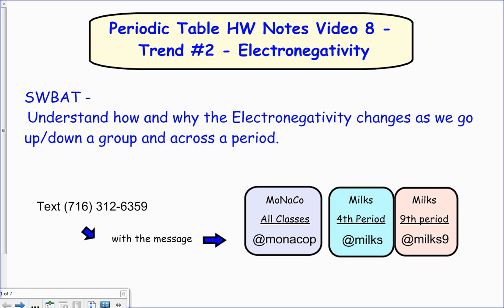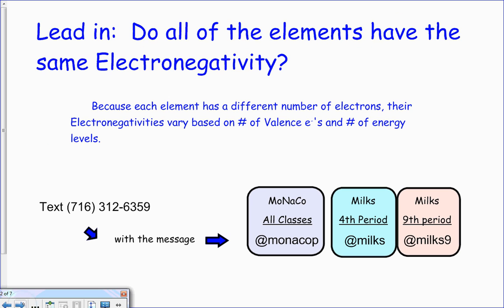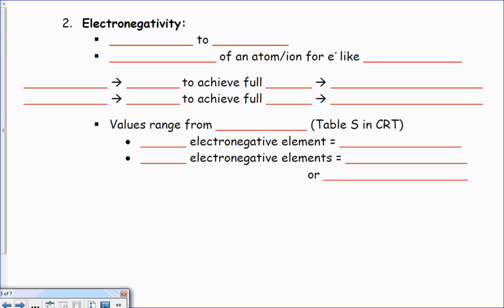Video number 8. We're going to move on to trend number 2, electronegativity. Big, bad word. We need to figure out what that means. That's what this video is all about. And, of course, how do the trends change? Well, are all the elements, do you think, going to have the same electronegativity? Well, absolutely not. Electronegativity. Do you think we're dealing with electrons? Yes. Do all atoms have the same amount of electrons? No. So electronegativity is going to change.